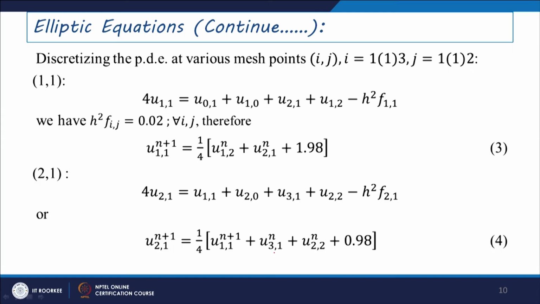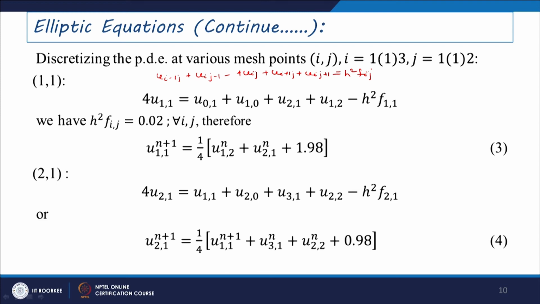Then we can just find this discretized value as the first one. If you just see here, we will have u(i-1,j) + u(i,j-1) - 4u(i,j) + u(i+1,j) + u(i,j+1) = h² f(i,j).